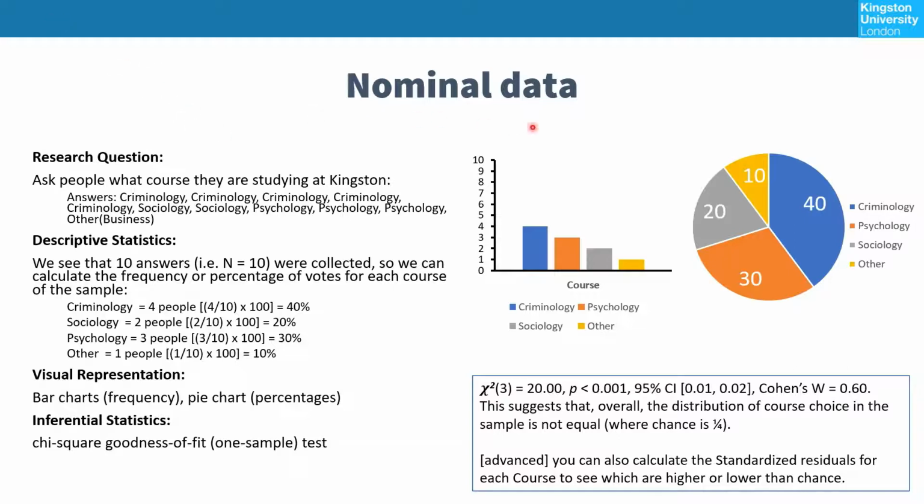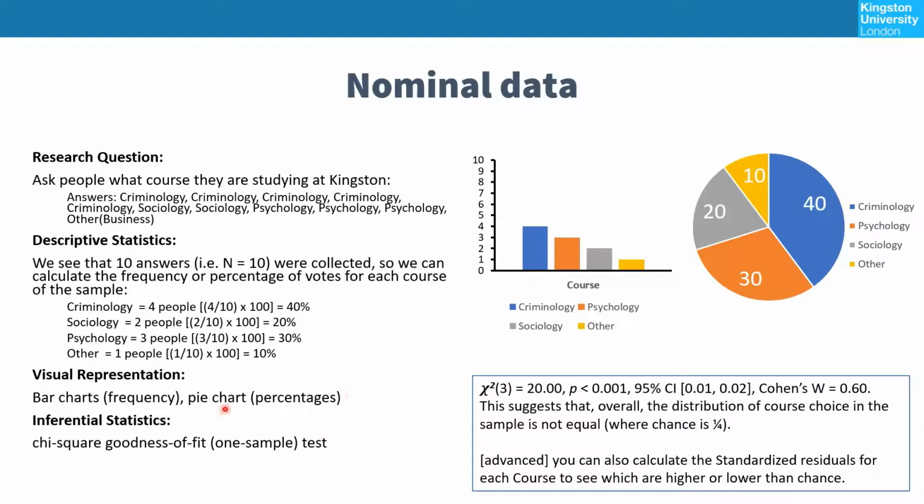So let's say we want to collect some nominal data. We might ask individuals what course they are studying at Kingston. So just a simple question where they can say different things, or they might have a list and they just tick which one represents their course. Let's say we collected 10 answers. So what can we do with this data? Well, the best you can do is tally it or maybe turn it into a percentage. Then after you've done this, you can represent these graphically either as bar charts or pie charts, depending on which one you think looks better and is easier to read.